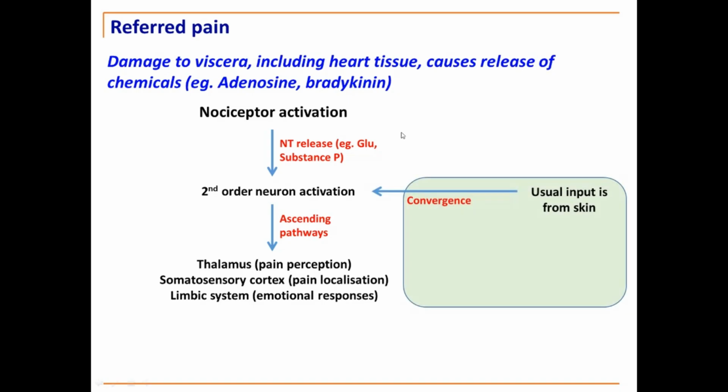But of course, we're getting this convergence. That's the whole point of this referred pain. So the usual input coming in at this point, or what we're used to getting, is from the skin. So we're getting this second order neuron activation, going up the ascending pathways, and then we get this pain that is being localized to the skin or to the shoulder, or to wherever it might be, depending on where that is.